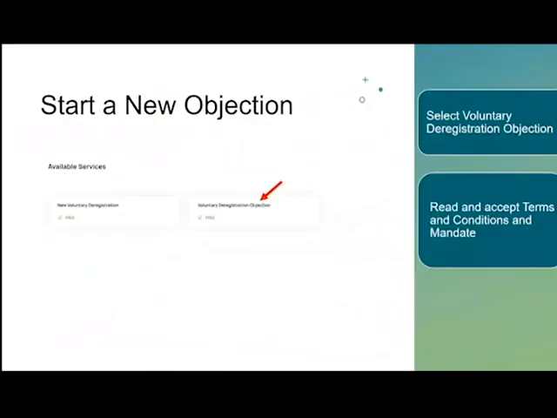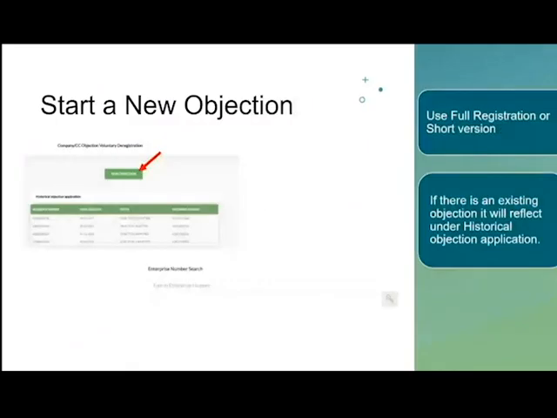Again, I go onto the services, company and CC deregistrations. I go through the mandate, and then I will click on voluntary deregistration objection. I will then see a list of the matters that I have objected to. So let's say I've objected to multiple companies, it will reflect under the history. But this is my first time of objecting. So I will then click on new objection and then again provide the enterprise number in the search bar.